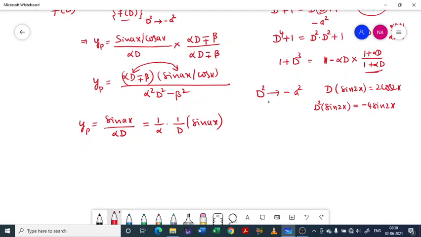There are two ways. One way, multiply and divide it by d. Then you get d of sin ax divided by alpha d square, that is a cos ax divided by alpha d square. Replace d square by minus a square, you get the answer. That is one way. Multiply and divide it by d.